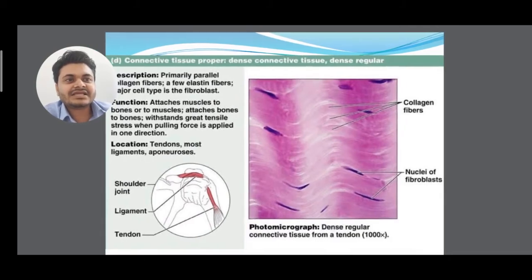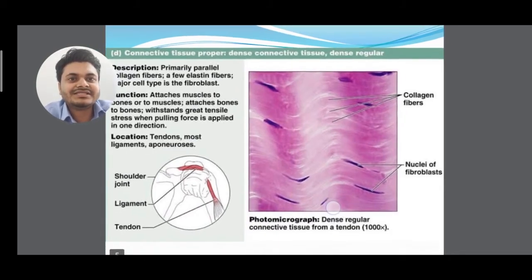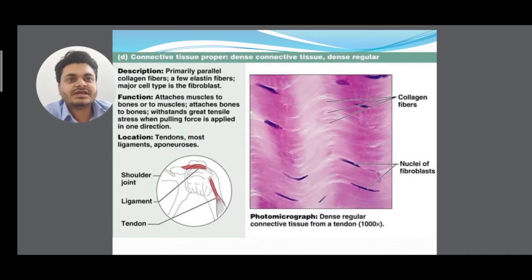Next is dense connective tissue. Dense means thick. Clear? The description is primarily parallel collagen fibers and a few elastin fibers. The major cell type is fibroblast. The function: it attaches muscle to bone, or muscle to muscle, attaches bone to bone, and withstands great tensile strength when pulling force is applied in one direction. Location is tendon, ligament, and aponeurosis. So what is tendon and what is ligament? Ligament connects bone to bone and tendon connects muscle to bone.